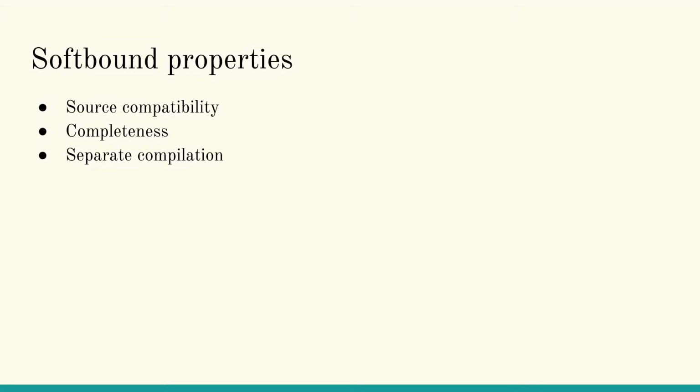The properties of Softbound are that it has source compatibility, so it has to be compatible with all kinds of different source code. It has to be compatible with all the programs written up to this point. It also provides completeness, so it offers complete protection. And there is also something called separate compilation, which means that each library can be compiled one at a time and then they can be linked and still provide complete safety. This is very much needed for large projects.